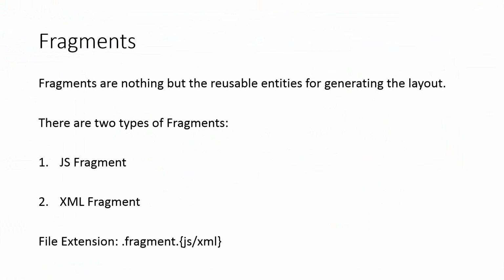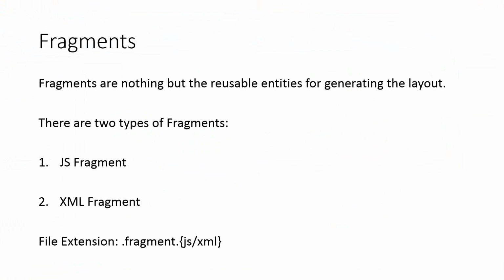Once again, if you're going to build a complex layout, then you can reduce the complexity of the layout by creating a part of the layout in a different segment and then just inserting it over here. Or you can just build it right away. So this is basically for the purpose of modularizing the layout itself. There are two types of fragments: one is JS fragment and another one is XML fragment. A JS fragment is similar to a JS view, except that it is not a view. And the XML fragment is similar to an XML view, except that it is not an XML view.